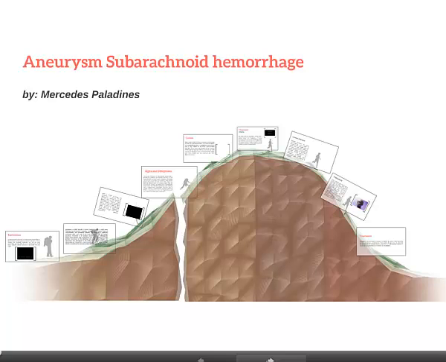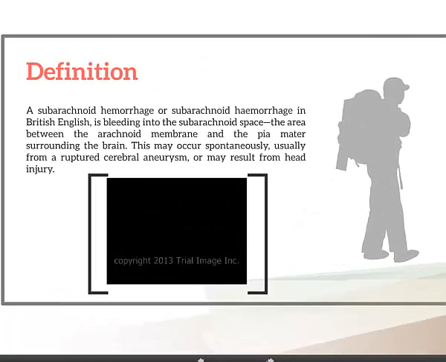Aneurysm, subarachnoid hemorrhage. Definition. A subarachnoid hemorrhage, or subarachnoid haemorrhage in British English, is bleeding into the subarachnoid space, the area between the arachnoid membrane and the pia mater surrounding the brain. This may occur spontaneously, usually from a ruptured cerebral aneurysm, or may result from head injury.